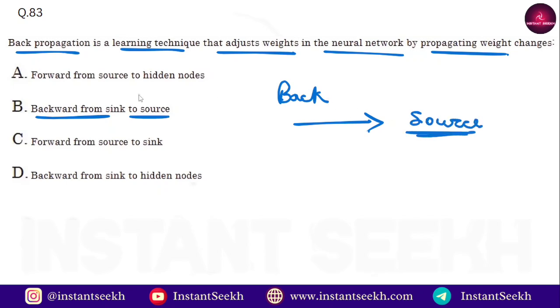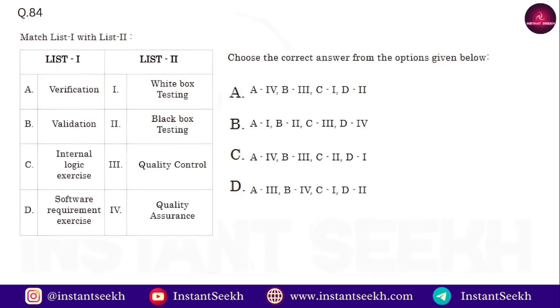Basically, backpropagation is a supervised learning technique for training artificial neural networks. It involves adjusting the weights of the network to minimize the error between the actual output and the expected output. The process works by propagating the error backward from the output layer, that is the sink, to the input layer, that is the source. So your correct answer for this question is option B. Let's move on to the next.